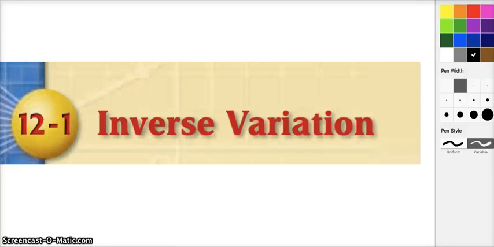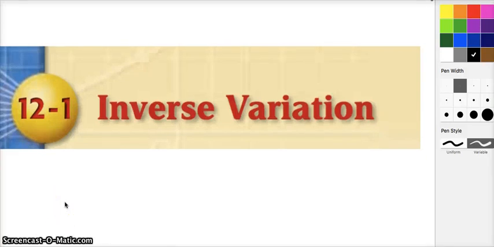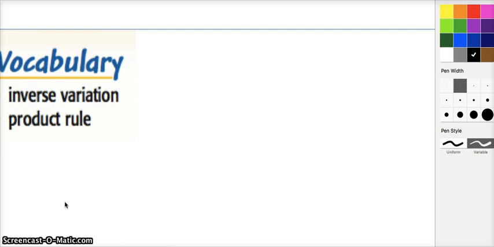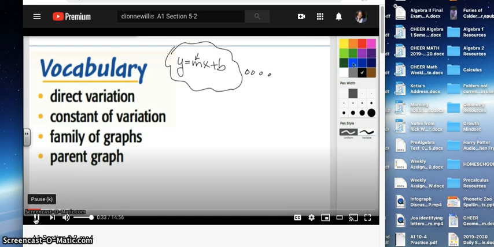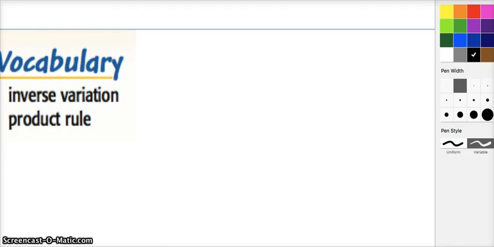Hey, Algebra 1, we're in section 12.1 today, and we're going to be talking about inverse variation. The idea about inverse variation is going to be better understood if you remember direct variation. What I want you to know is that direct variation is very similar to this, except the b thing isn't there. Direct variation is defined as a relationship between two variables where one variable is equal to k times another variable. That was from lesson 5.2 a very, very long time ago.